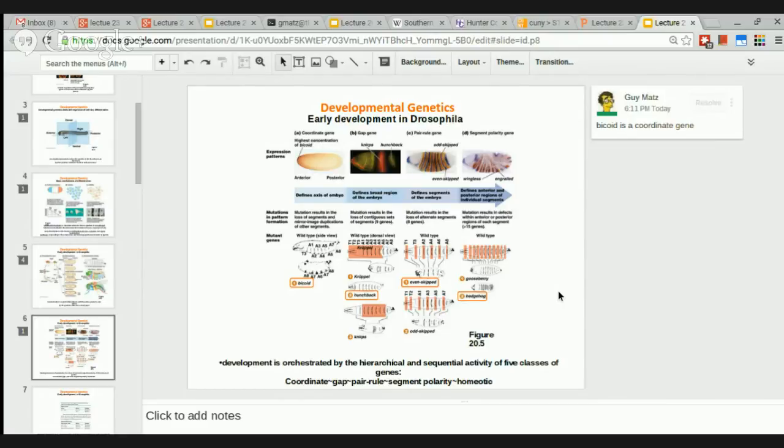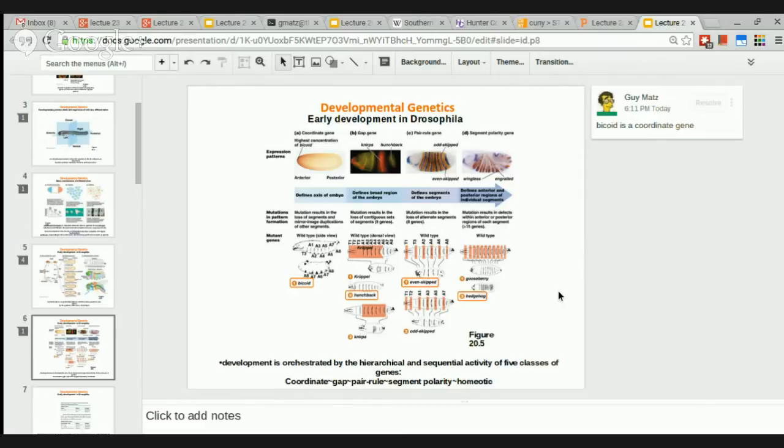And then, following the activity of the gap genes, you have a set of genes called the pair rule genes. These are genes that are expressed in every other segment. So I have a gene called even skipped, and as its name indicates, it's expressed in the odd segments, and the one called odd skipped is expressed in the even segments. These are the mutant phenotypes that result from mutations in these genes.